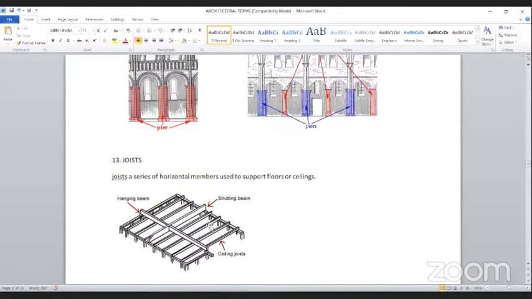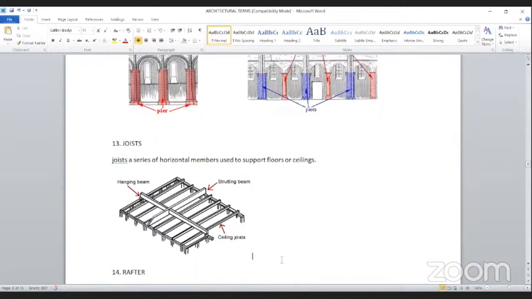Joists are horizontal members which support the floor or ceiling, as you can see in that view. Joists are used to support the ceiling, and floors also use them. They are the connecting members between the beams. Is it always below the beams? Yes, you can see that, true.